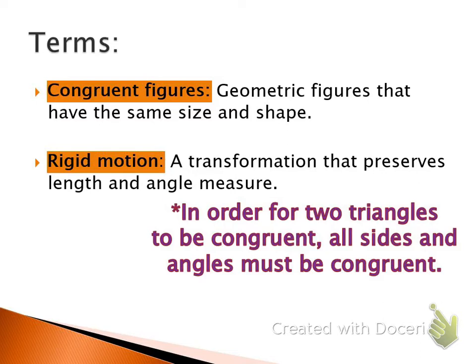How many sides are there? 3. How many angles are there? 3. So how much total? 6. 6 pieces of information, right? So that would be a lot to have in a triangle, a lot of information. You don't need that much to figure out if they're congruent or not.